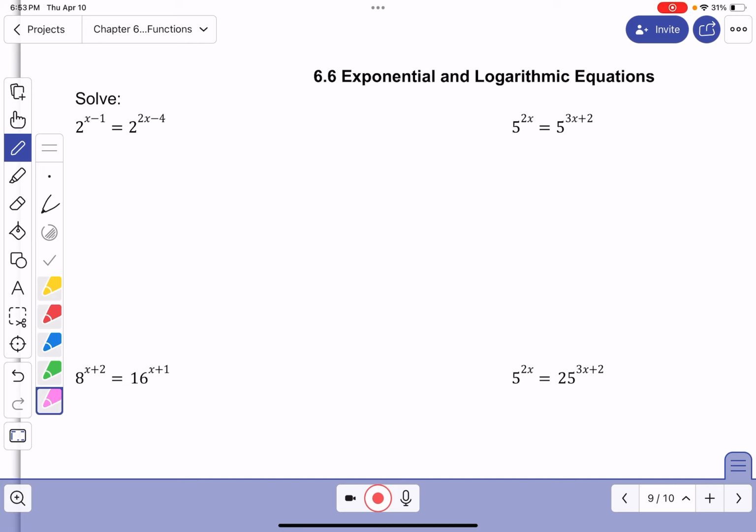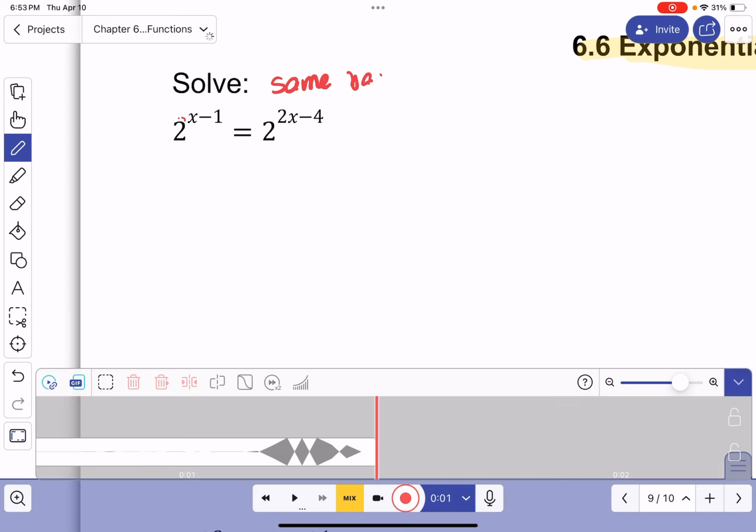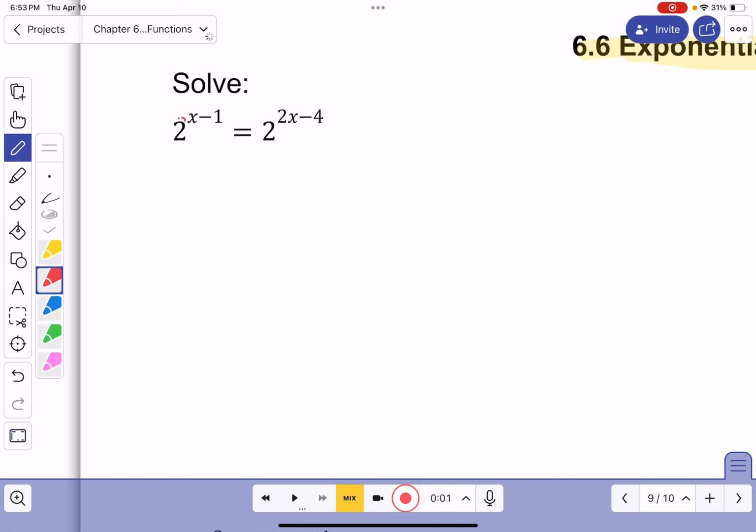Now what all of these sections have been building to is 6.6, where we're solving exponential and logarithmic equations. There's a whole bunch of different things that could happen in here, but what we're really doing is using the rules from all of the sections leading to here to solve. If we look at this first one, the bases are the same. Both sides have a base of 2. If they have the same base and they're equal, the exponents have to be equal. As soon as it's the same base, it makes our life pretty straightforward.